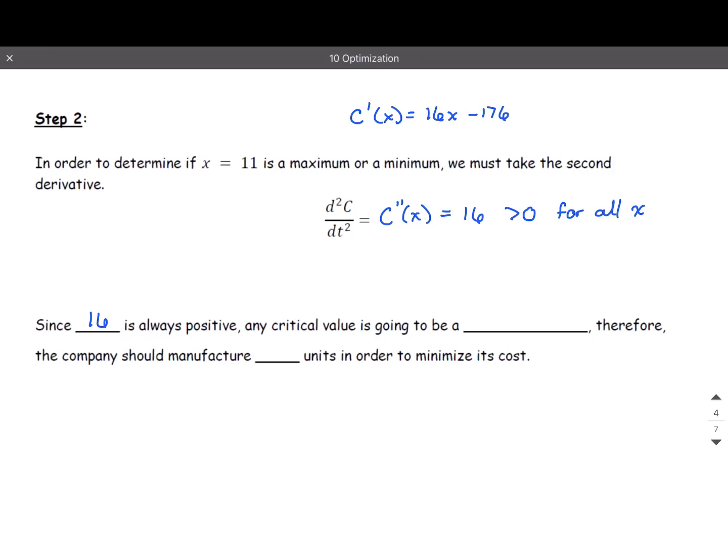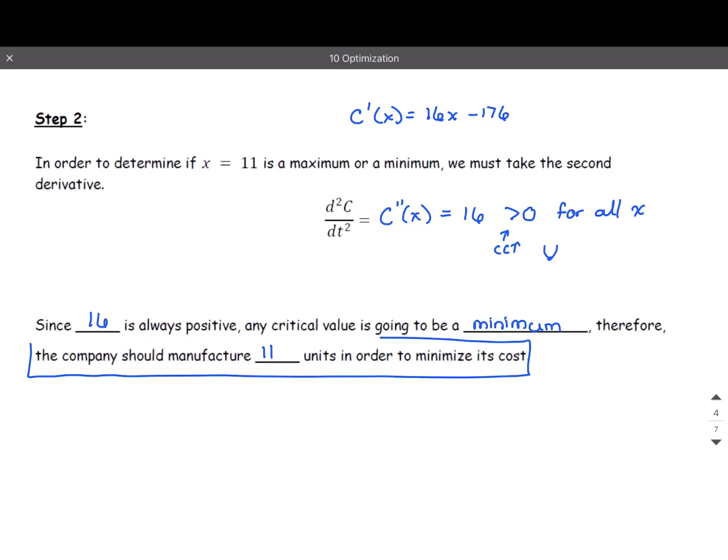Since 16 is always positive, any critical value is going to be, now remember, if the second derivative is positive, that means the function is concave up. So sketch yourself a little picture. If it's concave up, that means you have a minimum, which is what we wanted, right? We wanted to minimize cost. Therefore, the company should manufacture 11 units in order to minimize cost. And that would be the answer to our question.